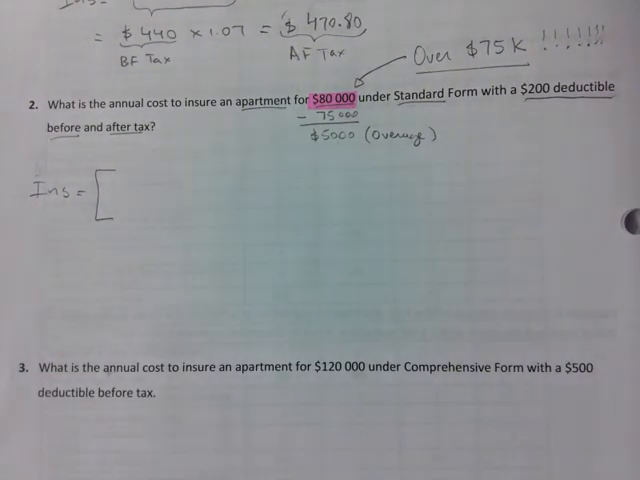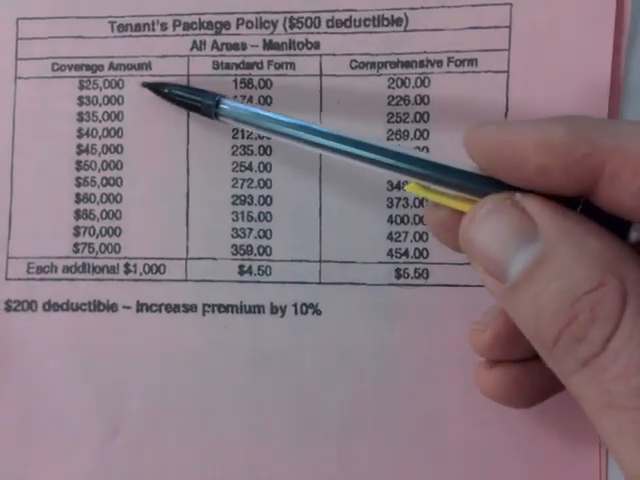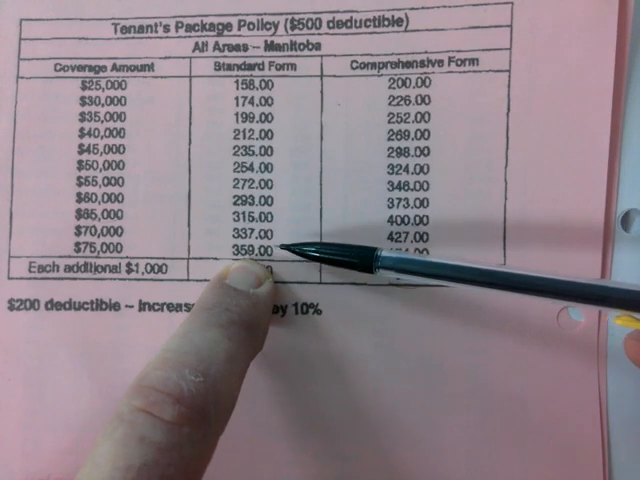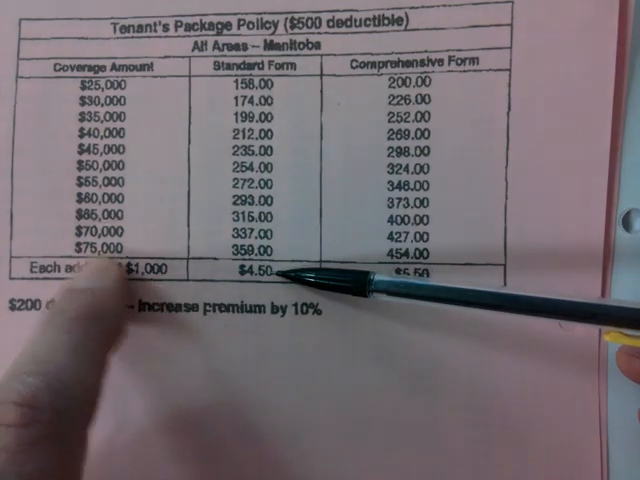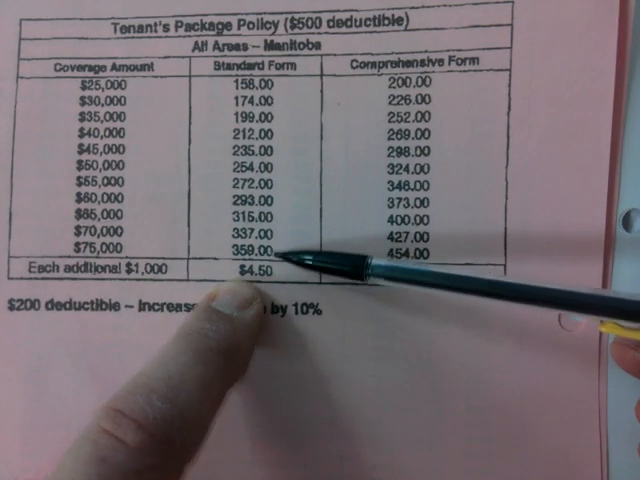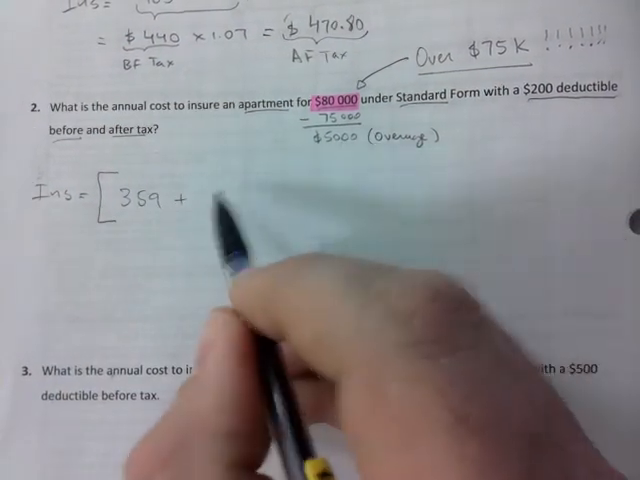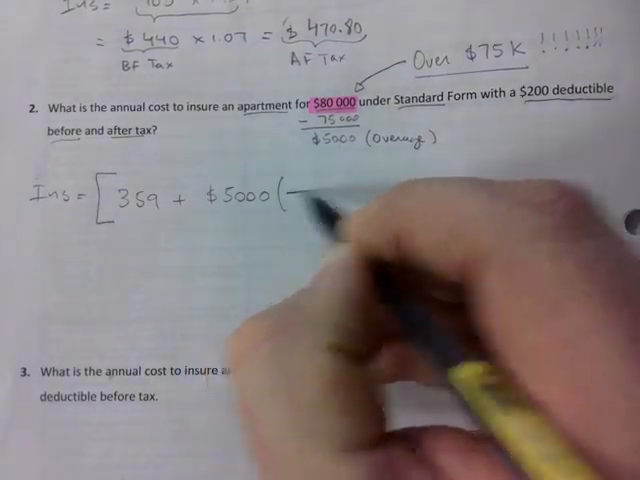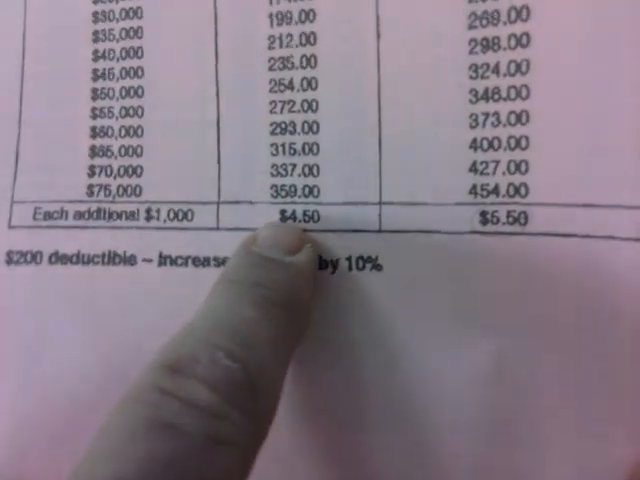Make sure you have those square brackets there. You must pick a number. Remember, I told you that. This is 80,000 standard. So there is no 80,000. You go up to 75, right? So you pick the 359, and then you're going to pay this much extra for every $1,000 you go past the 75. So remember these two numbers. So I go 359, that's a mark right there, plus $5,000 times, this has to be per thousand like that, and that's where the 450 comes in.